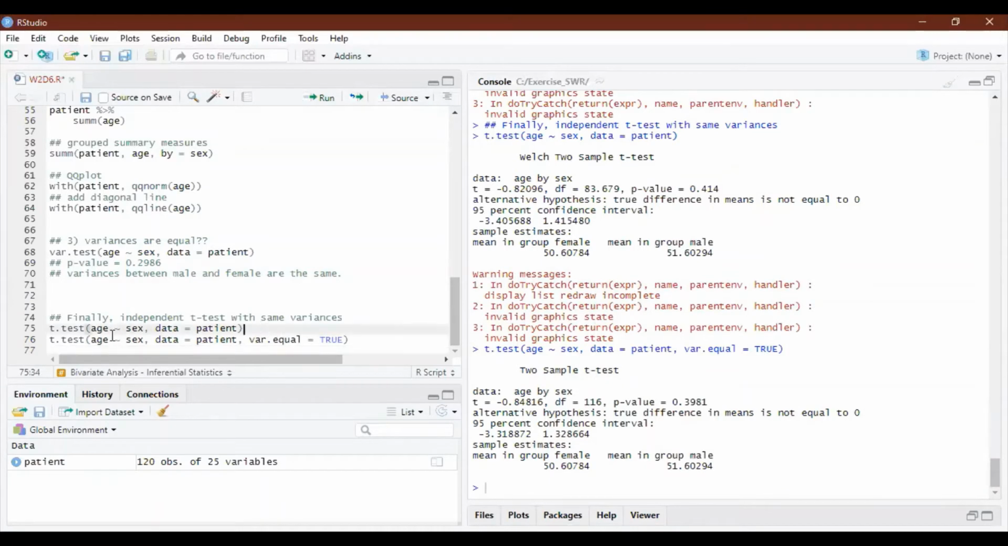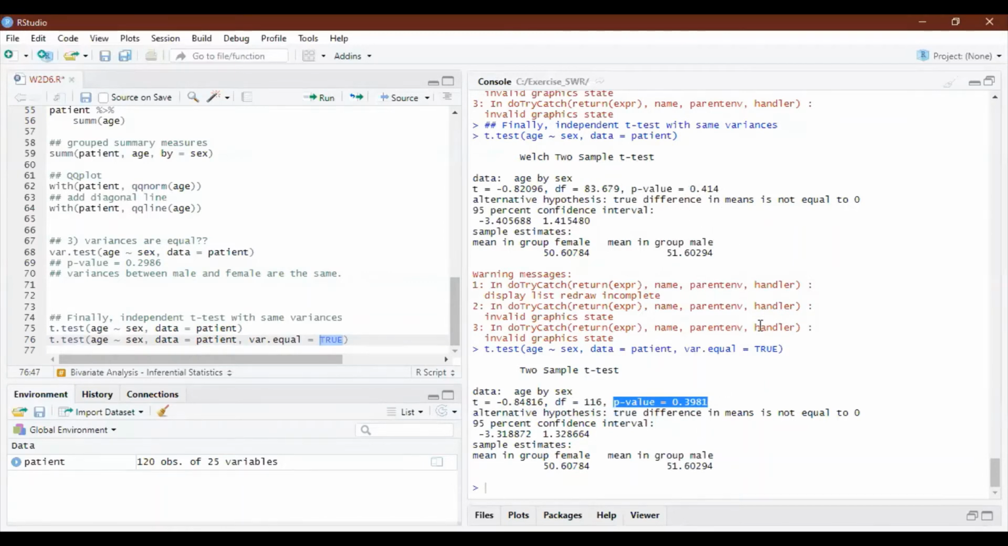So the first function, we didn't specify the equal variances assumption. So the t-test gave us a two-sample t-test, which already accounts for homogeneity of the variances, different variances. But we do not want to account for different variances, so we specify var.equal to true. So you can see that the p-value is a little bit different.